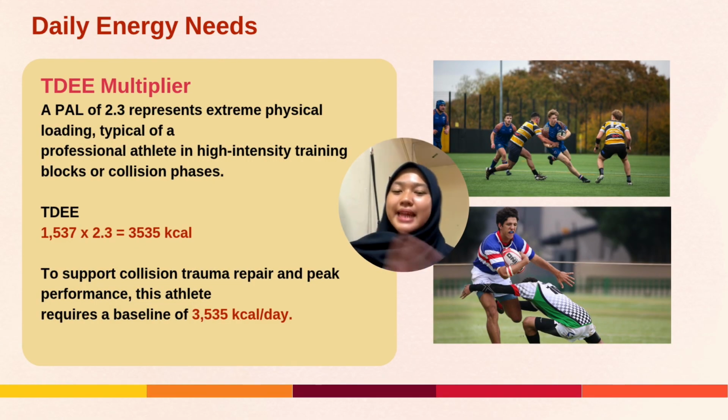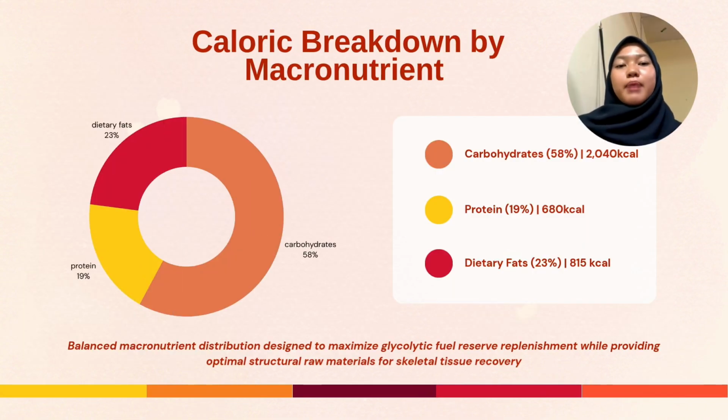So for the next part is daily energy needs. According to the TDEE multiplier, a PAL of 2.3 represents extreme physical loading typical of a professional athlete in high intensity training blocks and also collision phases. So TDEE equals 1,537 times 2.3 equals 3,535 calories. So in order to support collision trauma repair and also peak performance, this athlete requires a baseline of 3,535 calories per day.